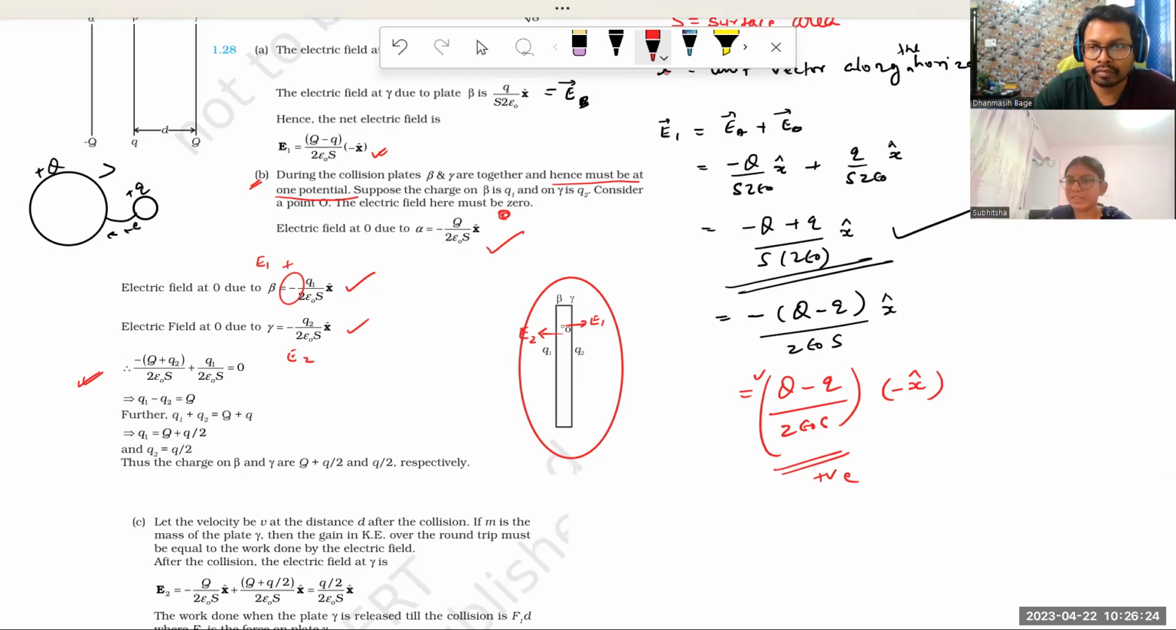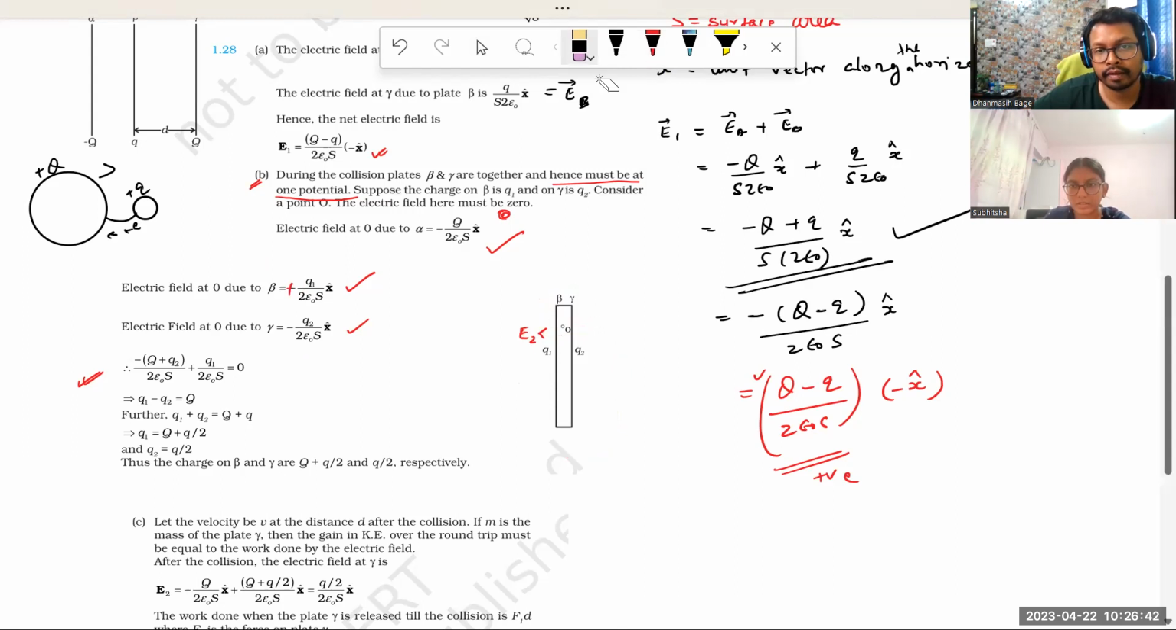Could you please explain this question? I don't understand the diagram they've given here. Okay, you didn't understand the diagram, fine. Just see here, this is beta and gamma, and this is alpha, right?